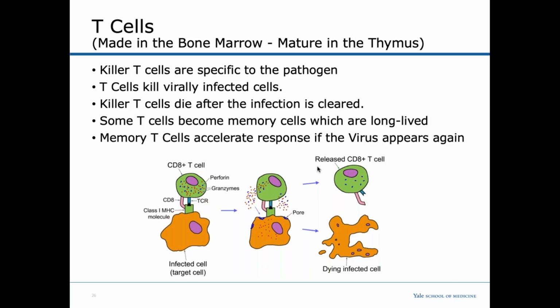Now, some of the cells will become killer cells, but some will become memory cells, which are long-lived, because after an infection, we want to get rid of the killer cells. We don't need so many of them anymore.